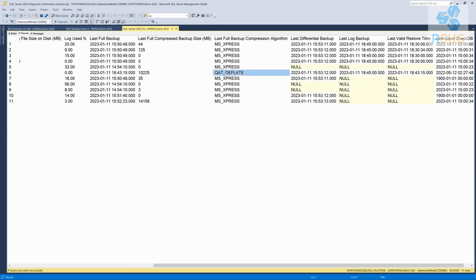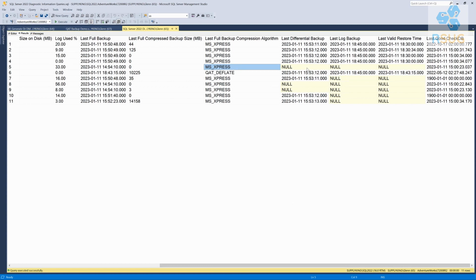So you can see that was using QAT and the rest were using old-fashioned MS Express. And then it shows you your differential and log backup, and your last valid restore time is another new column for SQL Server 2022. And that only works if you're using full recovery model, because it looks at when the last transaction log backup finished. And it's usually a little bit before that. So it shows you actually where you could restore to in a point in time.